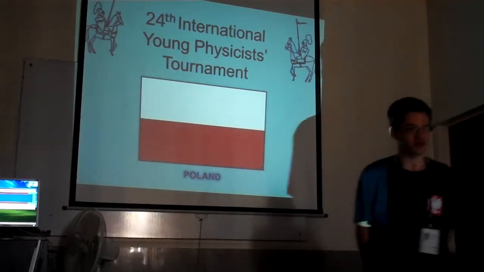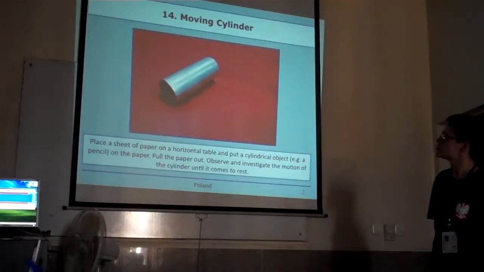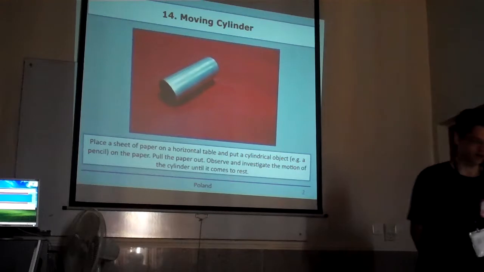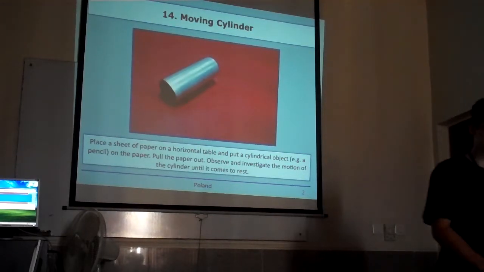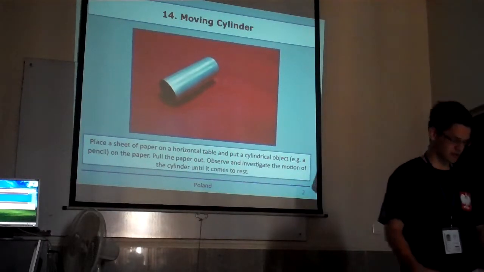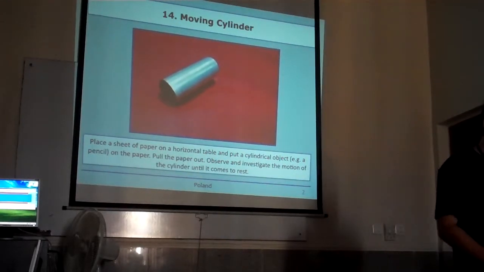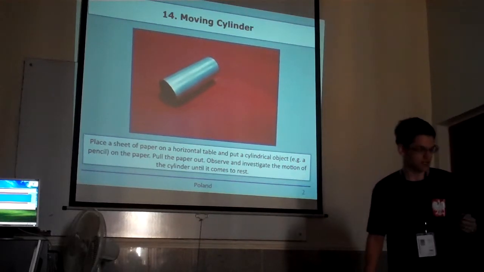My name is Łukasz Głacz and I am happy to present to you a solution to the task number 40, titled Moving Cylinder. Let me remind you the content of the problem. Place a sheet of paper on a horizontal table and put a cylindrical object, for example a pencil, on the paper. Pull the paper out. Observe and investigate the motion of the cylinder until it comes to rest.